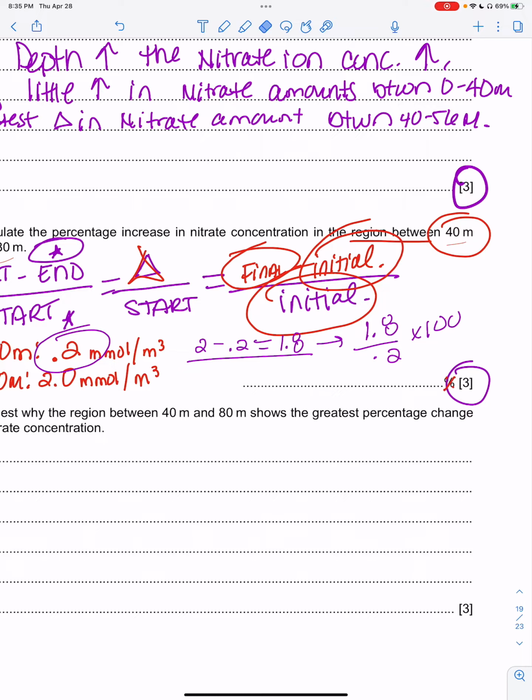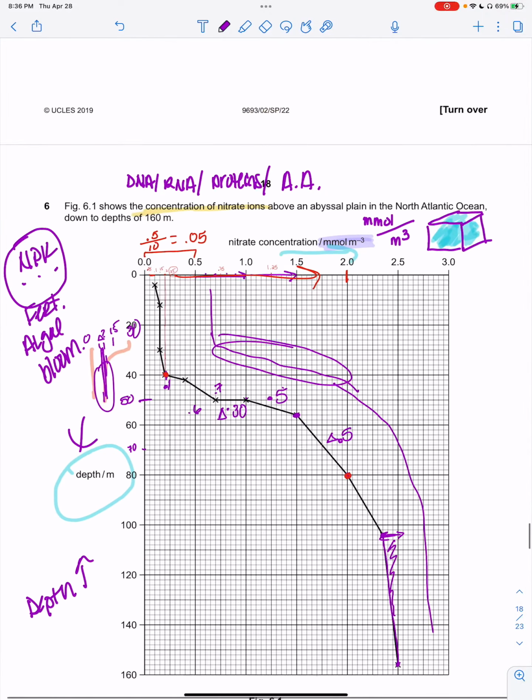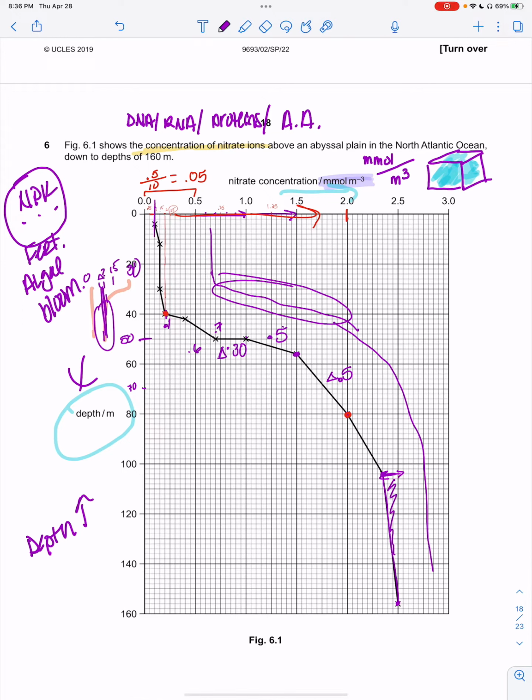Thanks, Ollie. 1.8 divided by 0.2, you're going to get 9. It is not 9 though. You need to do 9 times 100, 900%. It's a big increase. So that's how much it changed from the original, going from here to here. Yeah, so this whole thing is 900%.